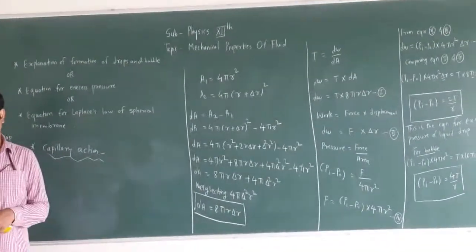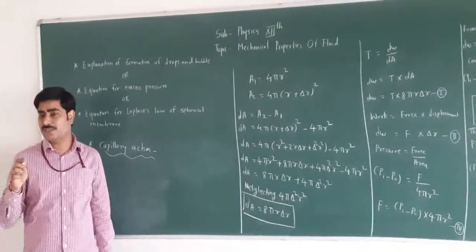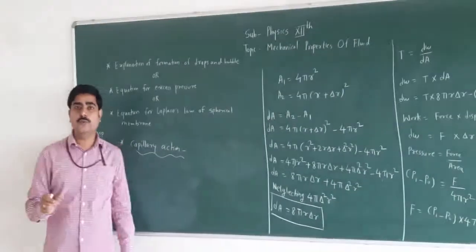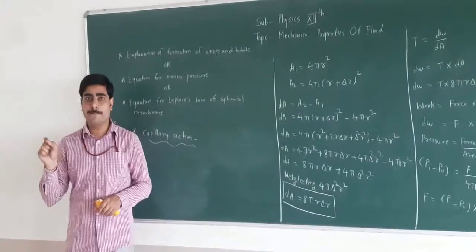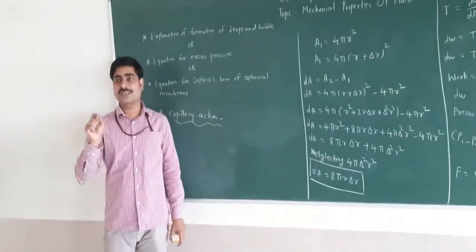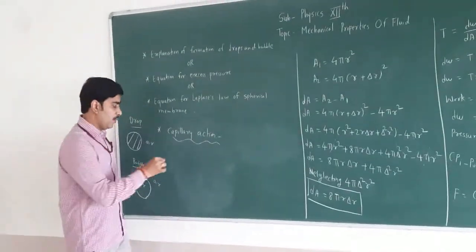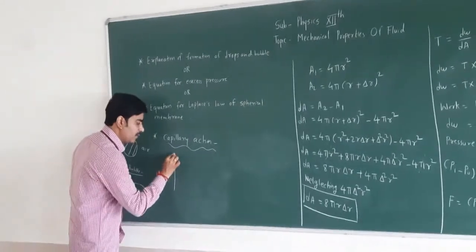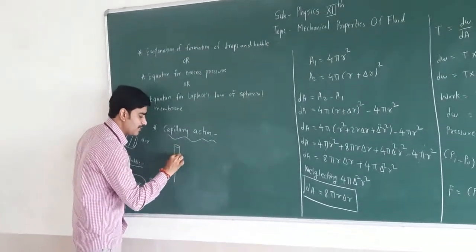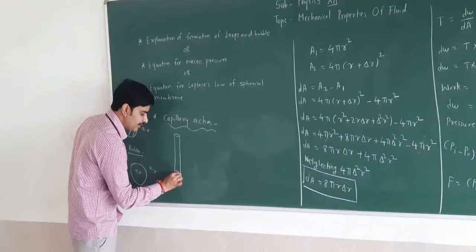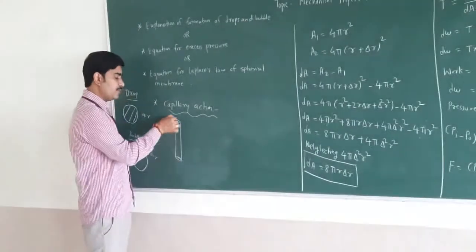In the chemistry practical we have studied the capillary tube. So what is the meaning of the capillary tube? The tube having a very small bore is known as a capillary tube. Bore means diameter. It has a very small diameter and it is open at both ends.